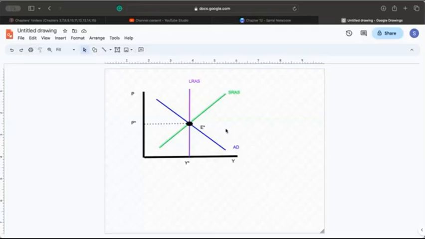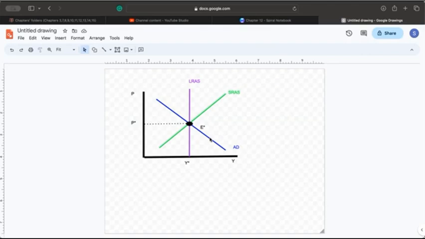Today we're going to talk about demand and supply shocks. Right now we've got our AD and AS model chart, where P stands for price, Y stands for output, AD for aggregate demand, SRAS for short run aggregate supply, and LRAS for long run aggregate supply. I've marked our initial equilibrium point, which is at price P star and output Y star.